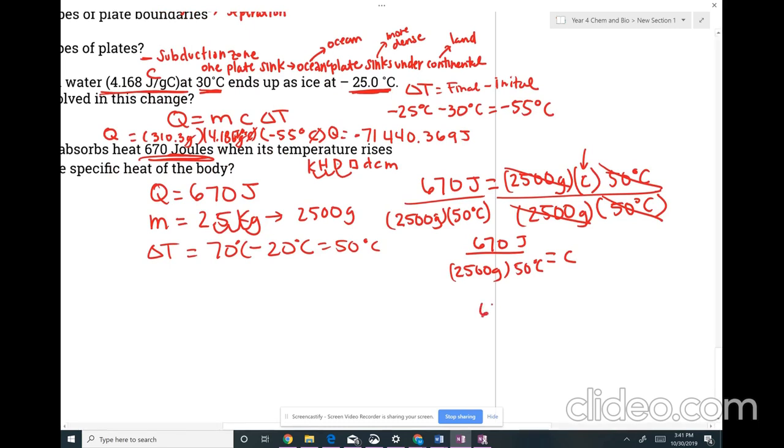So I have 670 joules over 125,000 grams degrees Celsius. Now I'm going to do that final division, 670 over 125,000. Then my C is going to be 0.00536 joules over grams degrees Celsius, and that is what you should get on there.